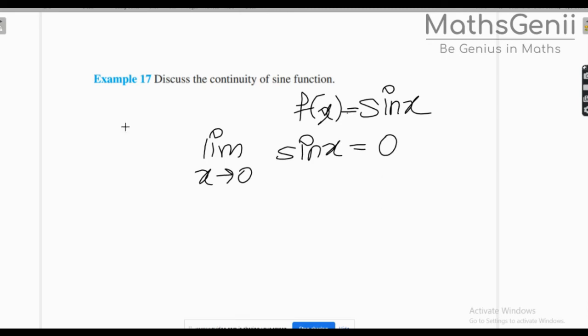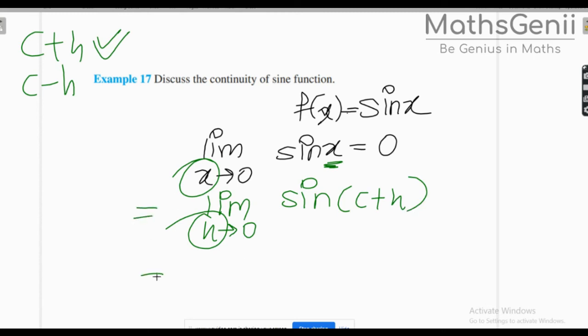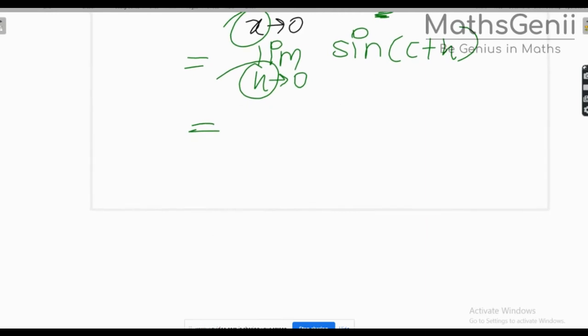So now what I have always taught you is change into h. Always change into h. Okay. So limit h tends to 0, sine of, if I have to change this into h, what I have taught in the previous questions, either you use c plus h or c minus h. So we are considering the right hand limit. So I'm going to use c plus h. So substituting c plus h. Okay. Now let's see where this function is taking us.